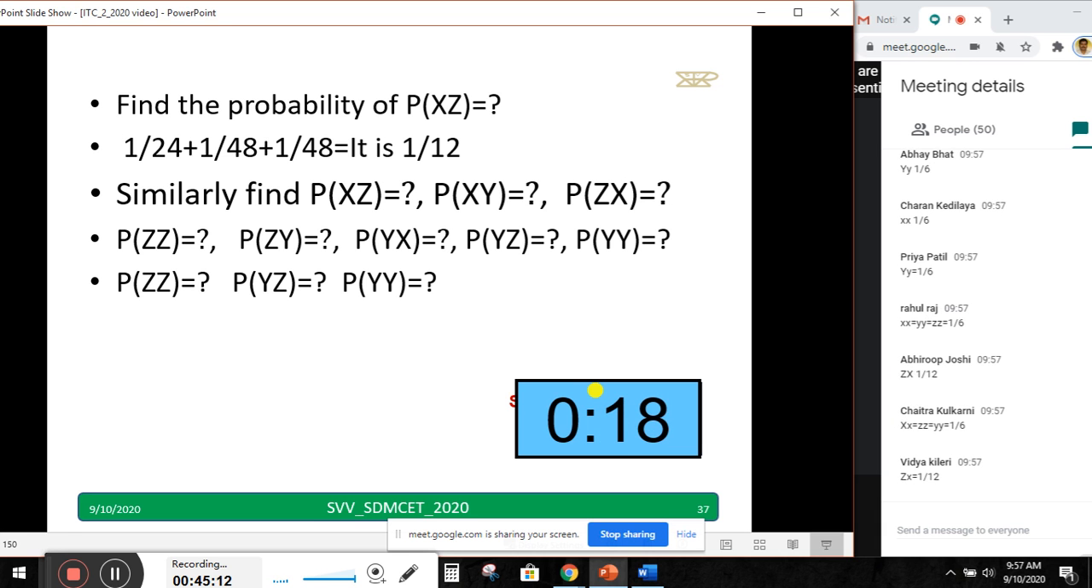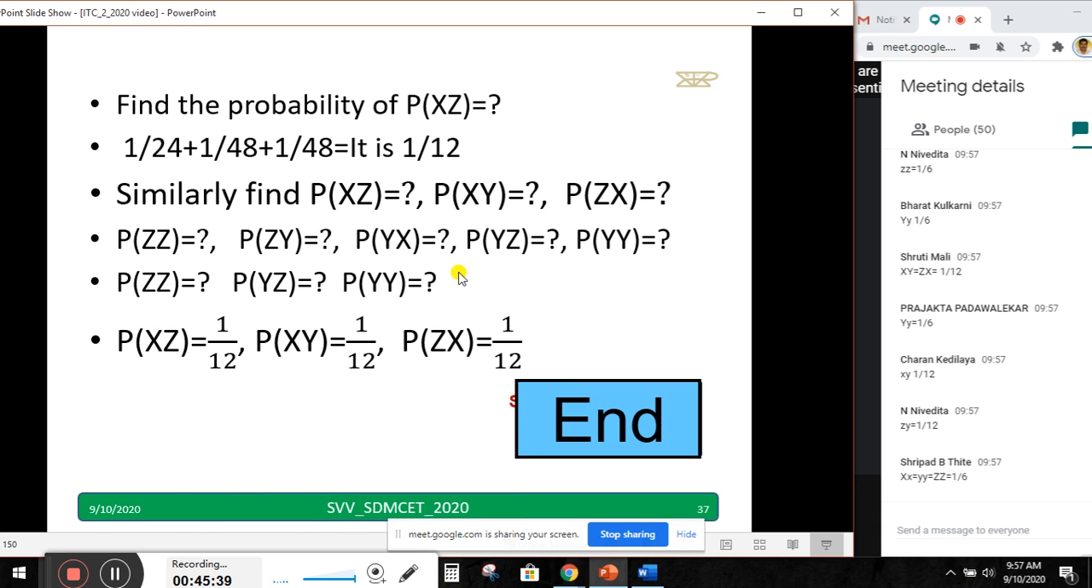XX Charan 1 by 6, okay, Vidya ZX 1 by 12, Chaitra 1 by 6 XX YY ZZ. Okay. 1 by 6. Purti is also getting 1 by 6 for all. XY ZX 1 by 12. Shruti. Prajakta YY 1 by 6. Good. So the same answers that you got previously, you will get the same answers.